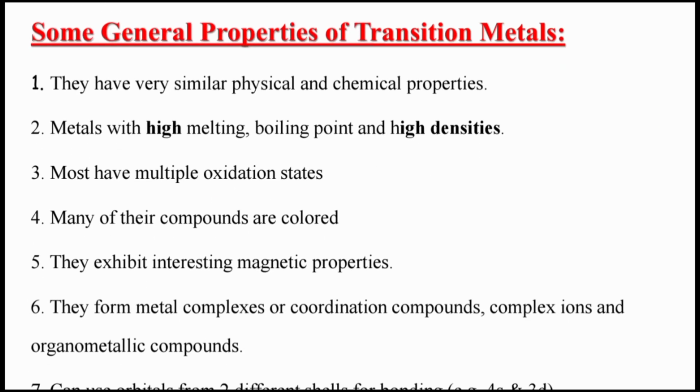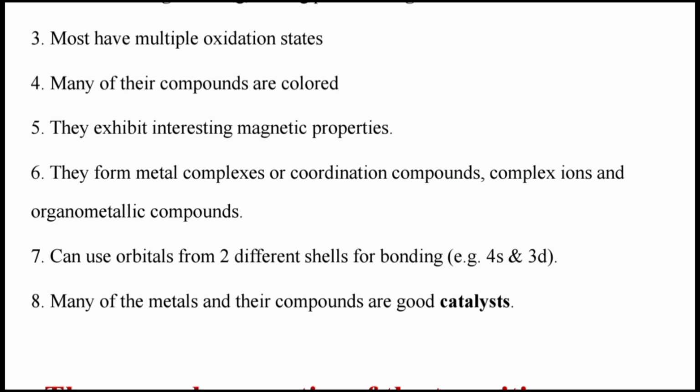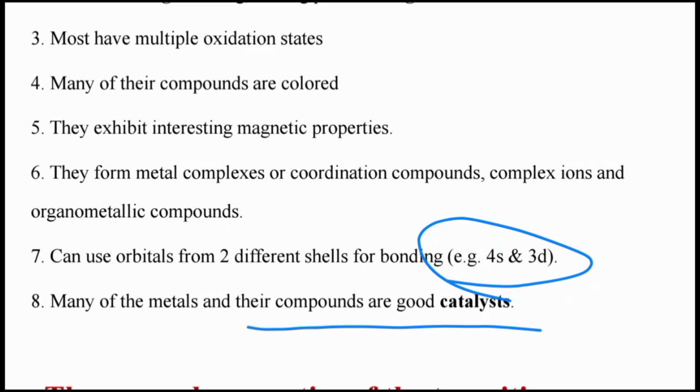Properties of transition elements: they have very similar physical and chemical properties. They are metals with high boiling point, melting point, and high density. Most have multiple oxidation states, and their most common oxidation state is +2. Many of their compounds are colored. They exhibit interesting magnetic properties. They form metallic complexes, coordination compounds, complex ions, and organometallic compounds. They can use orbitals from two different subshells for bonding, 4s and 3d. Many of the metals and their compounds are good catalysts.